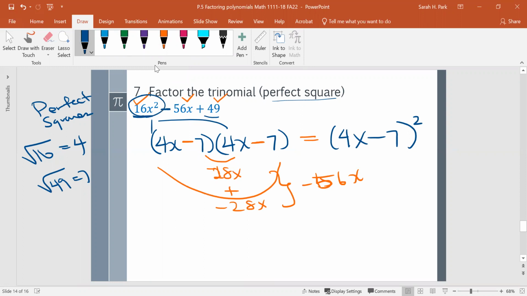So if you notice, the first and the last terms are perfect squares, so just split them up into their square roots. And then you can check to see if the middle term works out. I think this is a quicker way than doing the 16 times 49, which would give us a really big number.